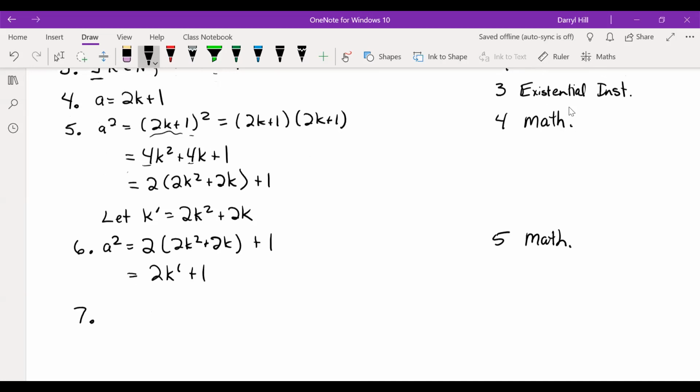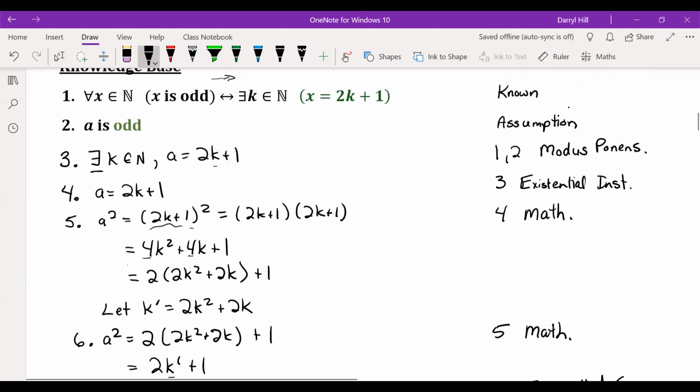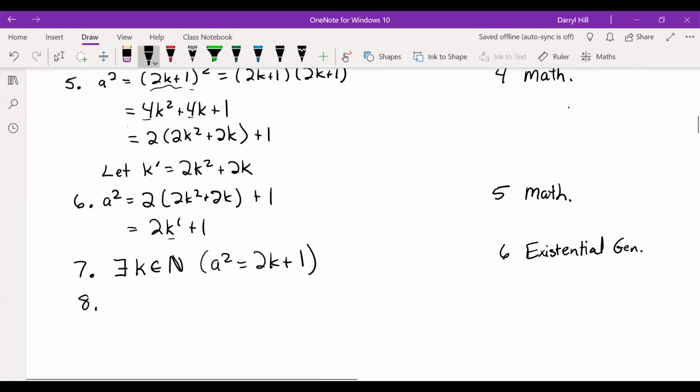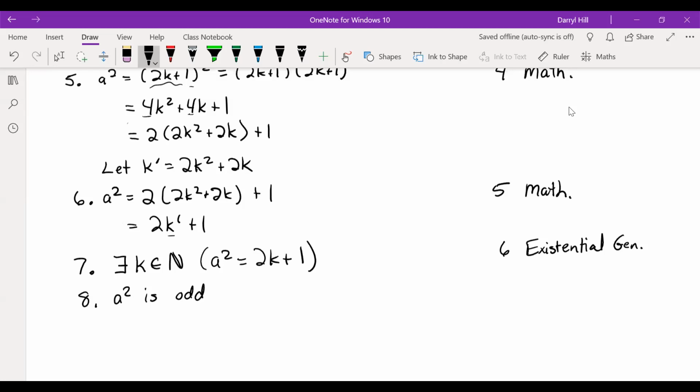And then 7. Now that we have this K prime, a specific K prime, we can generalize it and say there exists a K, an element of the natural numbers, such that A squared equals 2K plus 1. And this is using 6 and existential generalization. And then based on that, we can go back up to this expression and state that A squared is odd. That's 7, 1, 7, and modus ponens. Basically A squared is odd because it fits the definition of odd.